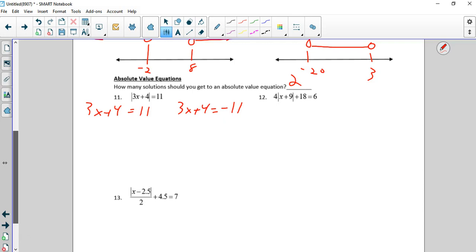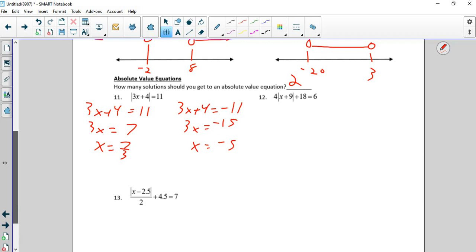I'm going to minus 4 from both sides. I don't have a lot of room, so I'm not going to show it. I'm going to minus 4 and get 3x equals 7. 11 minus 4 is 7. Divide by 3, x is 7/3. I'm going to minus 4 from both sides and get 3x equals negative 15. When I divide by 3, I get negative 5.